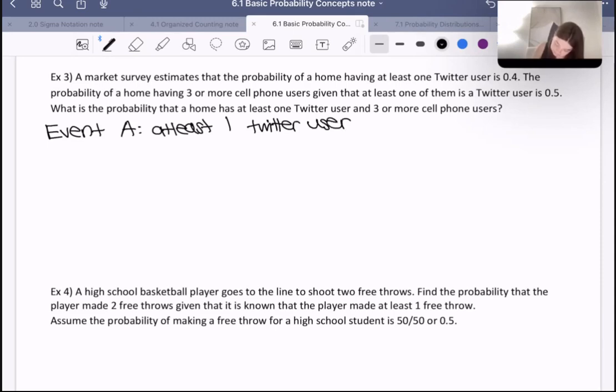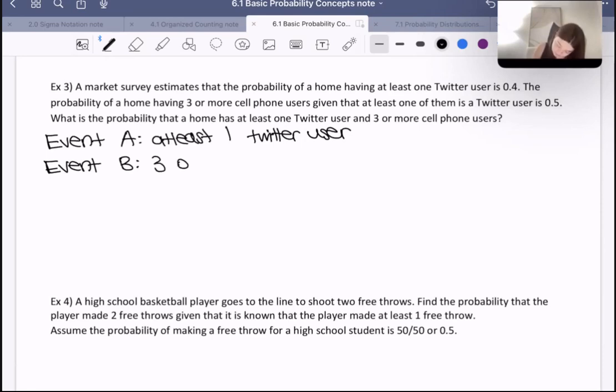Okay, good. And event B is 3 or more cell phone users, like that. Very good. Okay, so let's figure it out.